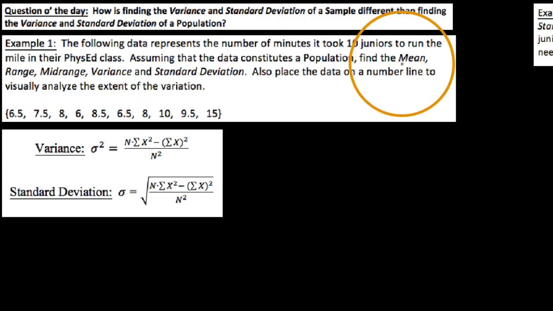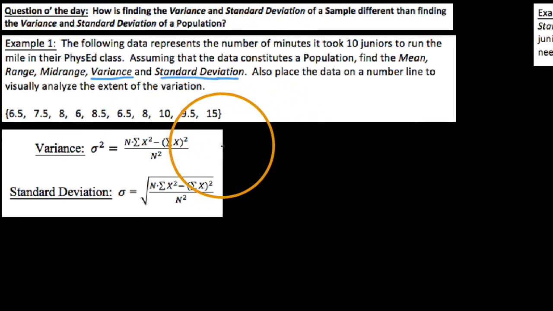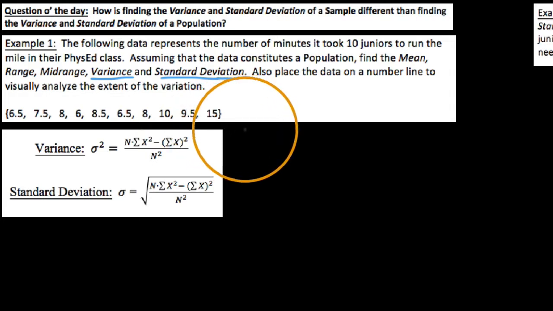What we want to do is find the mean, range, mid-range, but also the variance and standard deviation, which are the crux of this video here. And we're going to make these things rather quick to calculate, but I'm also going to highlight, again, the difference between calculating this for a population versus a sample using the shortcut, okay? I also say let's place the data on a number line to visually analyze the extent of the variation. We don't necessarily need to do that in this video. So let's go ahead and start with this.